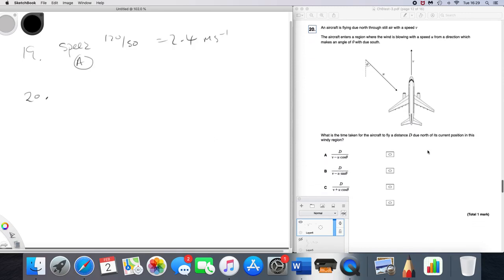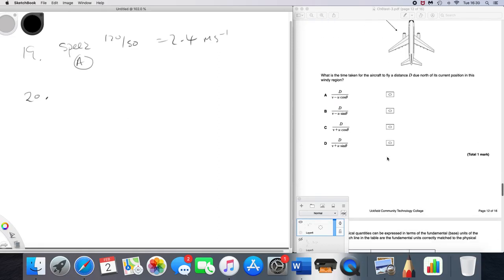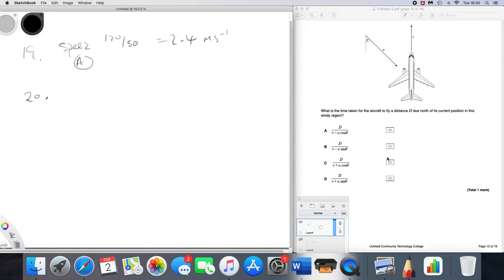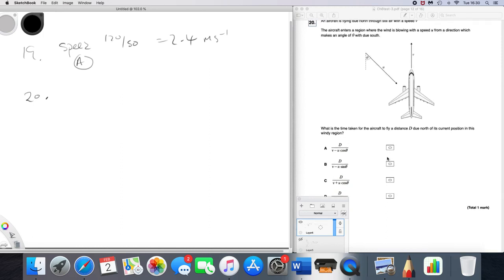Question 20. An aircraft is flying due north through still air with a speed v. The aircraft enters a region where the wind is blowing with a speed u from a direction which makes an angle theta with due south. What is the time taken? Well, the time is distance divided by speed. That's what you have in all of these. So the question is, what is the speed or the velocity? You've got v minus the vertical component of u, which should be u cos theta. So v minus u cos theta. On the bottom line, the answer is A.